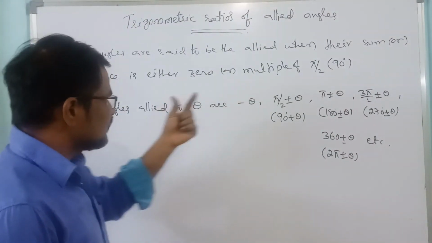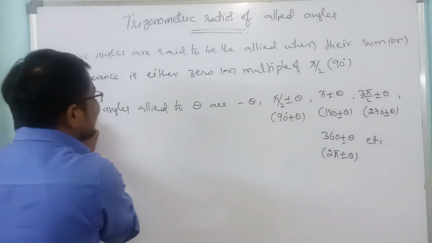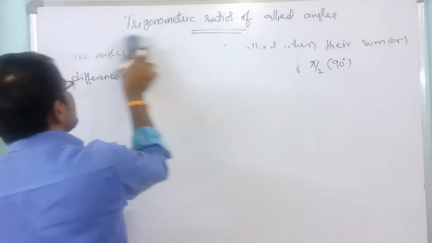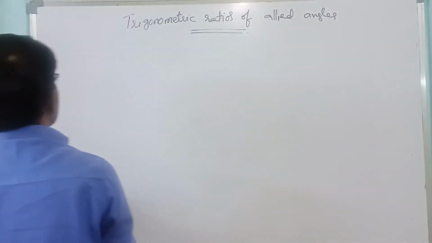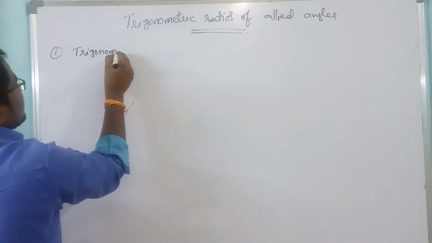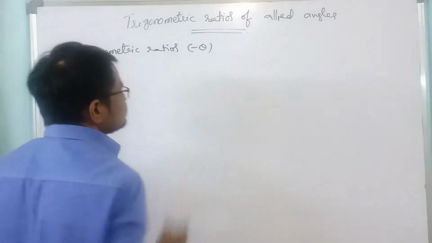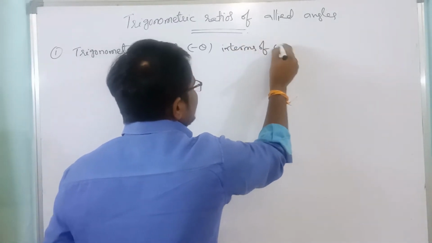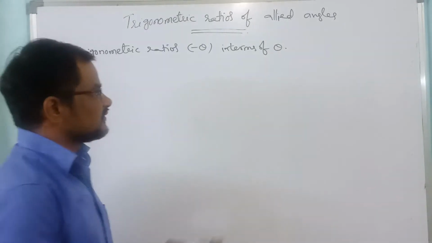Now, first we will discuss the minus theta, right? Trigonometric ratios of negative angle. So first one is trigonometric ratios of minus theta in terms of theta, how to take. So most important concept, so listen carefully.